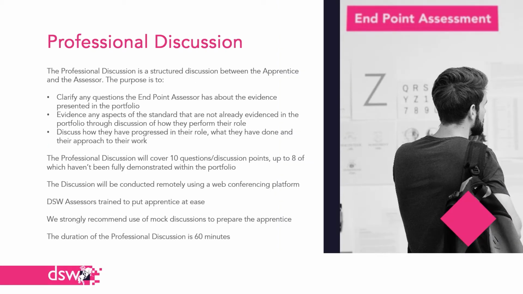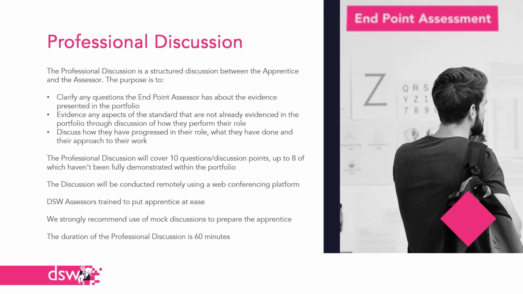Professional discussion. As part of the endpoint assessment, the apprentice will take part in a professional discussion with the endpoint assessor. The purpose of the professional discussion is to explore 9 learning outcomes. Up to 8 of these can be where the learning outcome has been partially met in the portfolio. The remainder of the 9 can focus on the potential to demonstrate distinction. The discussion will also assess the softer skills of the standard, exploring what has been produced in the portfolio, how it's been produced, and how well they're performing in their role.